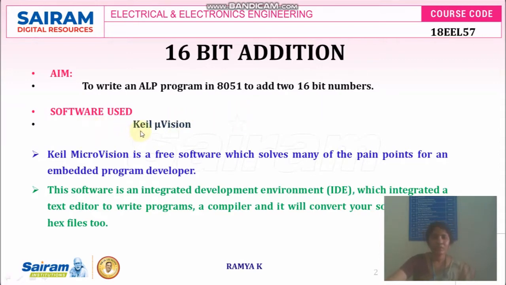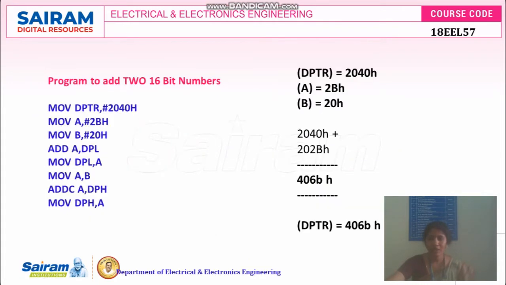The software used is Keil MicroVision 3. This is a free version software, an open source software. You can install it on your laptop and practice all the programs. This software reduces the pain of the embedded program developer, and it is an integrated development environment which integrates a text editor to write a program, and a compiler that converts your source code to hex files.